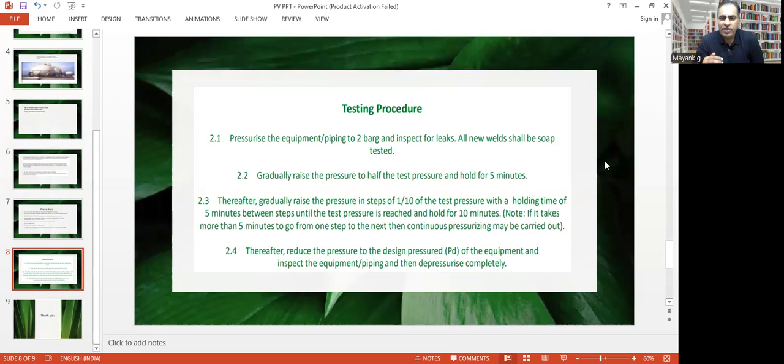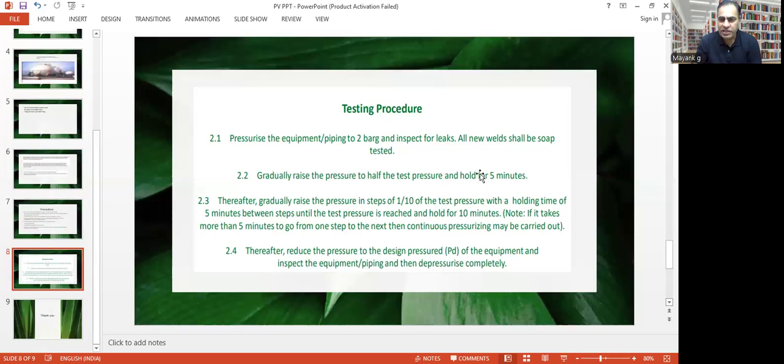As you can see, we are not increasing the pressure of the vessel suddenly. We are taking it slowly. First, we increase it to 2 bar, then we take it to half of the test pressure and hold it for 5 minutes. Then gradually we are taking it up in steps of 1/10 of the test pressure and holding for 5 minutes at every step.